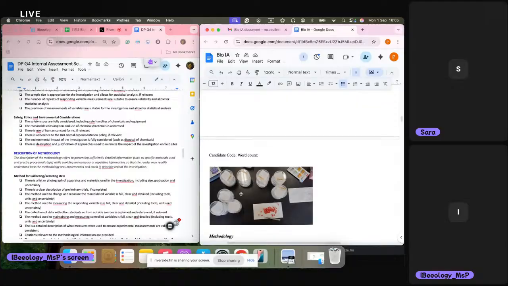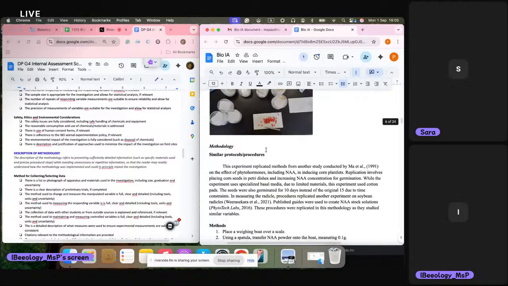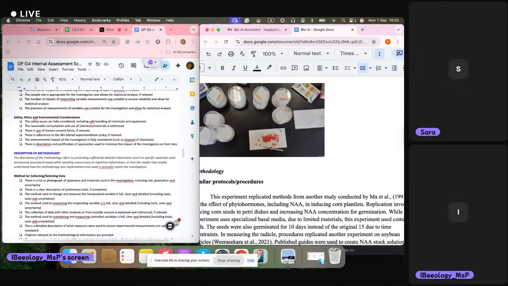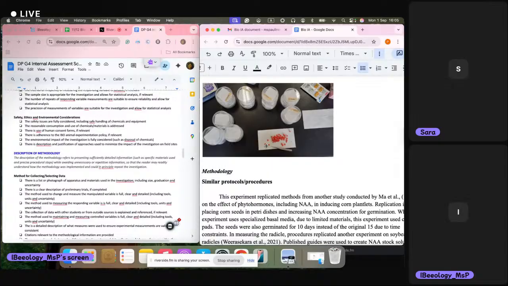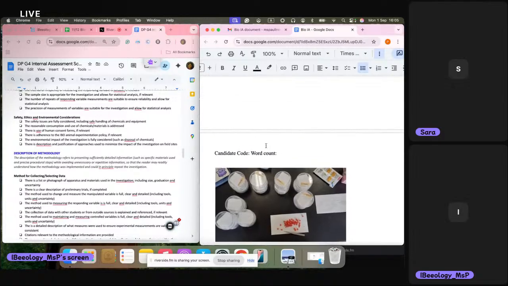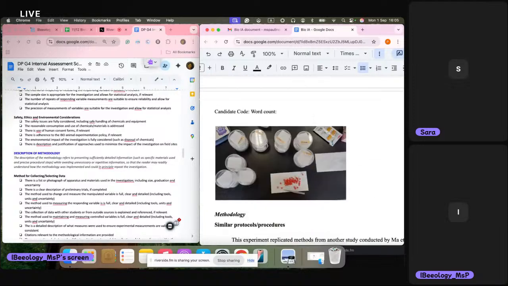Okay, candidate code. Oh, wait a second. Is that your corn seeds? Yeah. And it's colored? Yeah, I don't know why. It's just the type that I bought. It's good. I think it's easy to see, but that's cool.